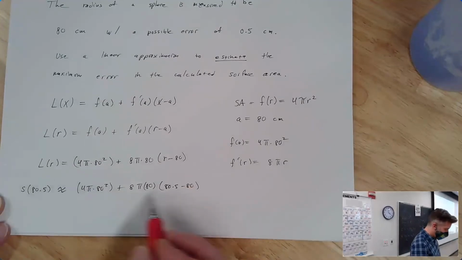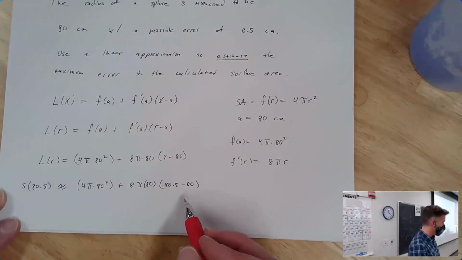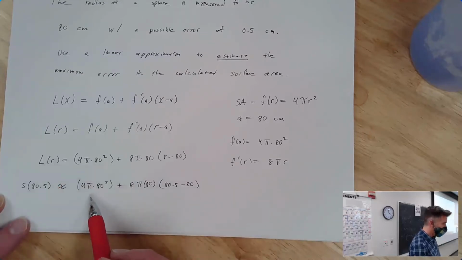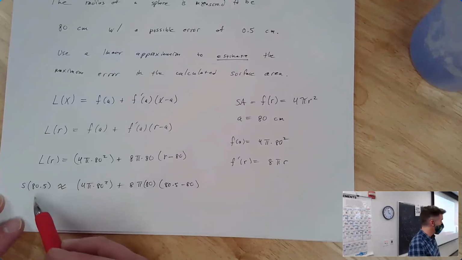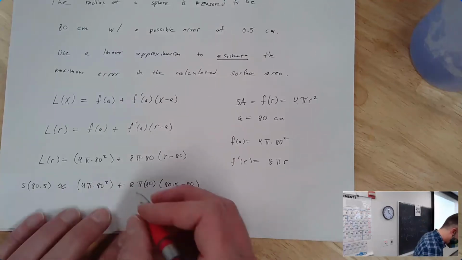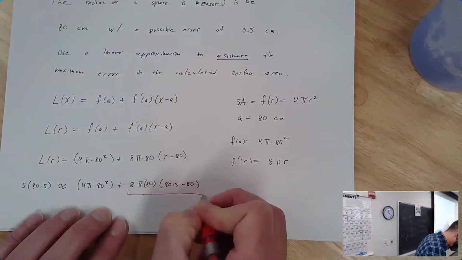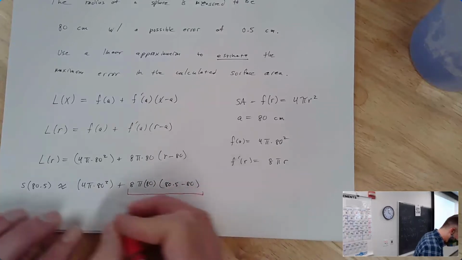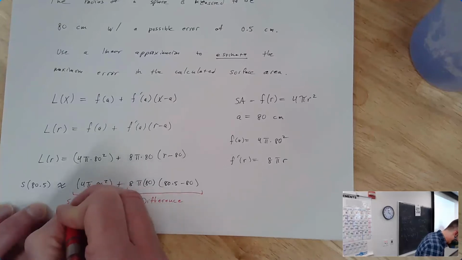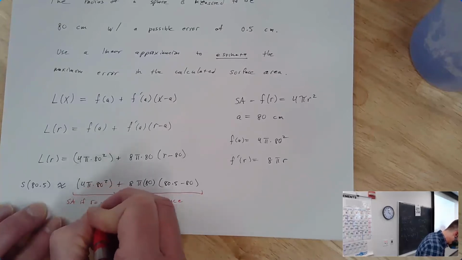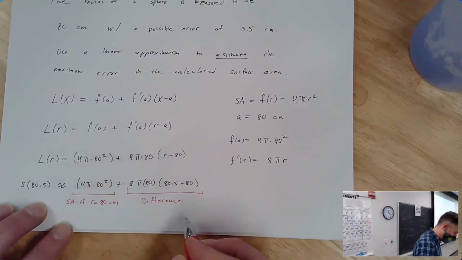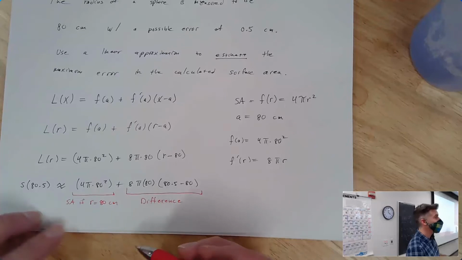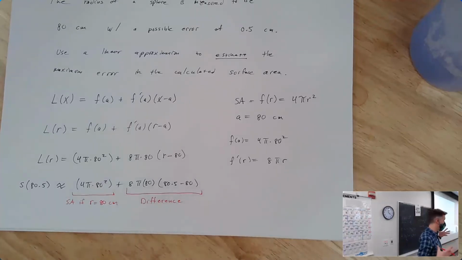So we're not being asked to find this. We're being asked to find the biggest difference between the surface area and this new, maybe larger surface area. Well, the difference is just right here. This is the difference. This part here is the surface area if the radius is 80 centimeters. And this part here is how much you're adding or subtracting to that to get the estimated surface area of this larger object.